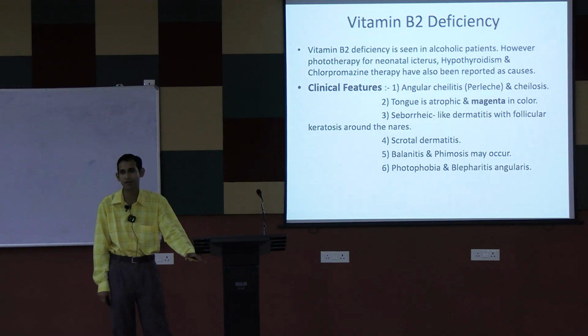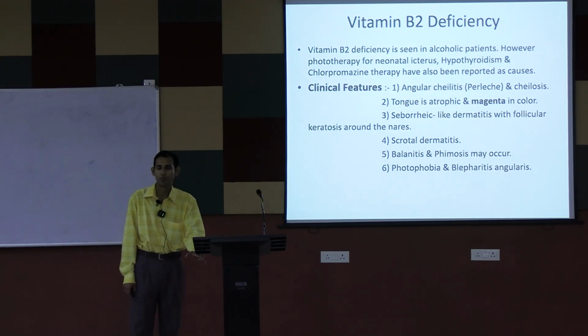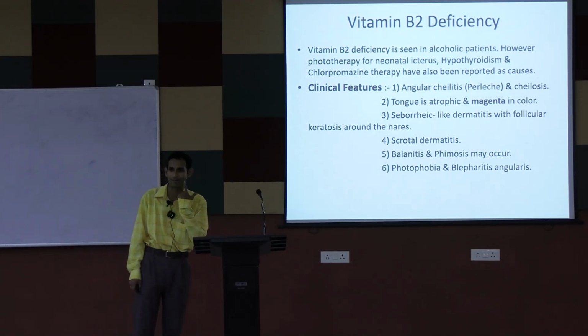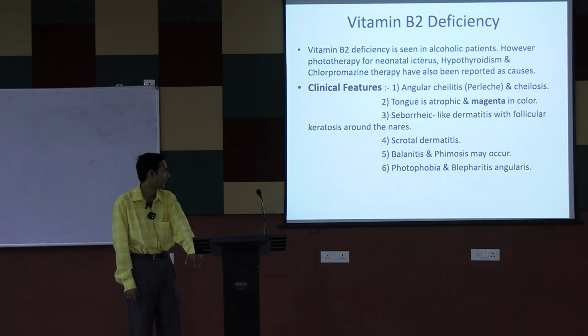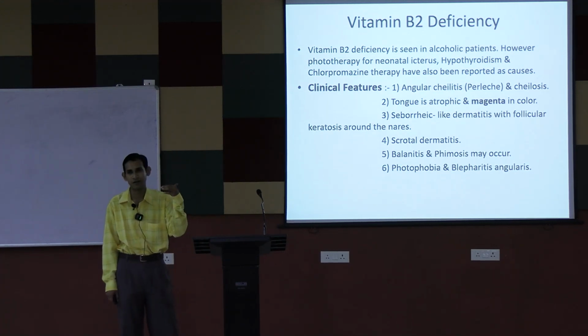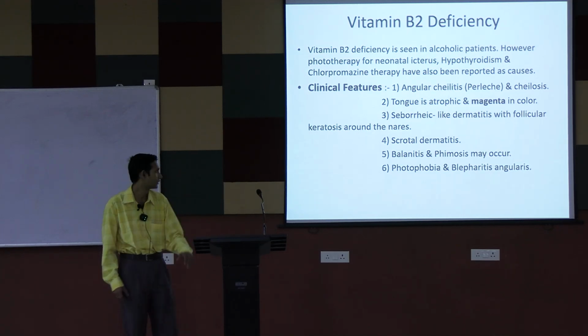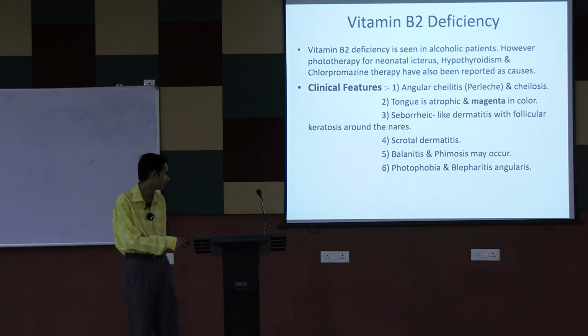So what are the clinical manifestations of riboflavin deficiency? Most important are angular cheilitis and glossitis. Angular cheilitis and glossitis are the most important. The tongue is usually atrophic, that means loss of papillae of the tongue, and it becomes magenta in color. The atrophic magenta-colored tongue is the most important clinical finding of vitamin B2 deficiency.